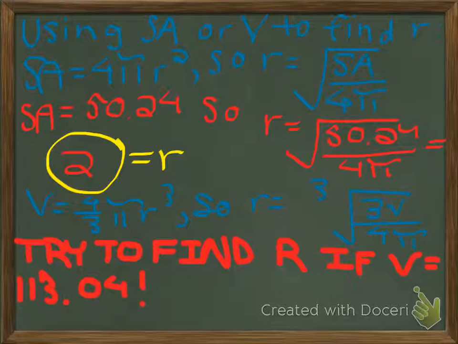Since we know that volume is 4/3 pi r cubed, the equation to figure out the radius is the cube root of 3 times the volume over 4 pi. Here's our guided example for you to try out. Find the radius if the volume equals 113.04.